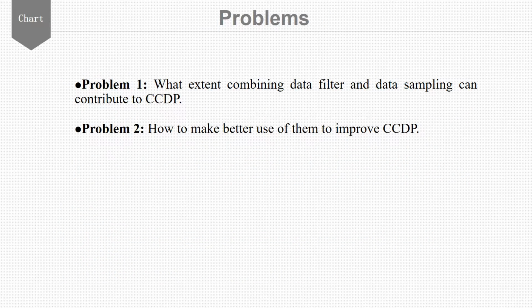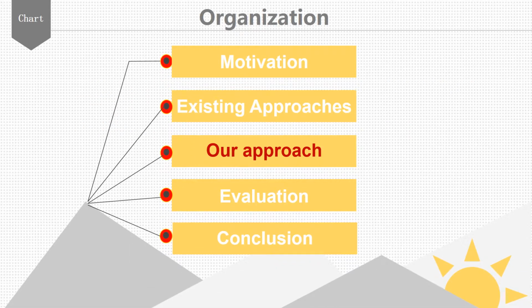However, there are some problems. One problem is to find to what extent combining data filter and data sampling can contribute to CCDP. Another problem is how to make better use of them to improve CCDP. So, I will begin to introduce our approach.